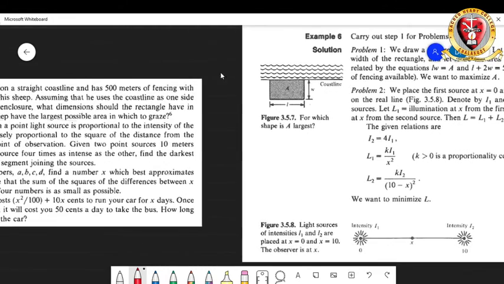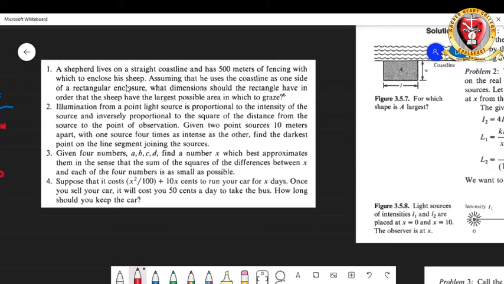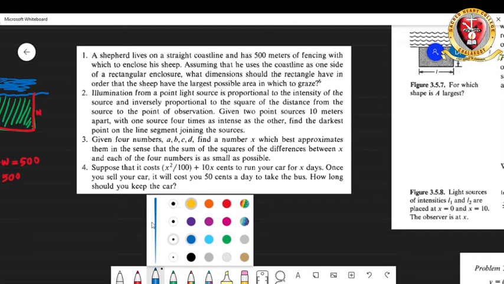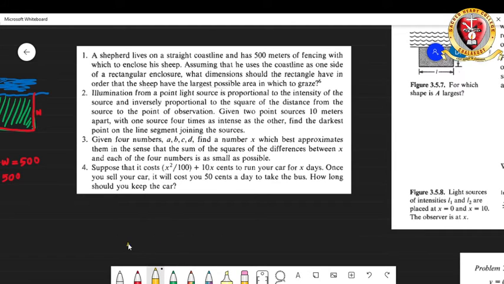So let's see what problem 2 is. Problem 2 is illumination from a point light source. Okay, so you have an illumination. So you have a bulb here, and you have illumination here from a point.